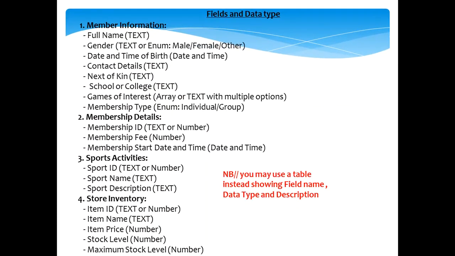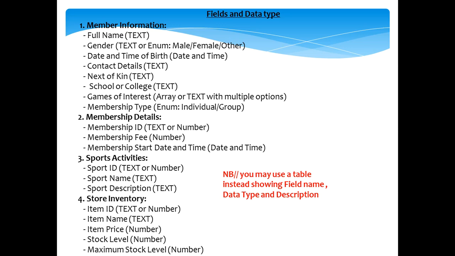Then we look at the fields and data type. You may use a table instead of showing field name, data type, and the description separately. You can use a table whereby you will have the field name in one column, data type in the second column, and description. Remember, description is optional.